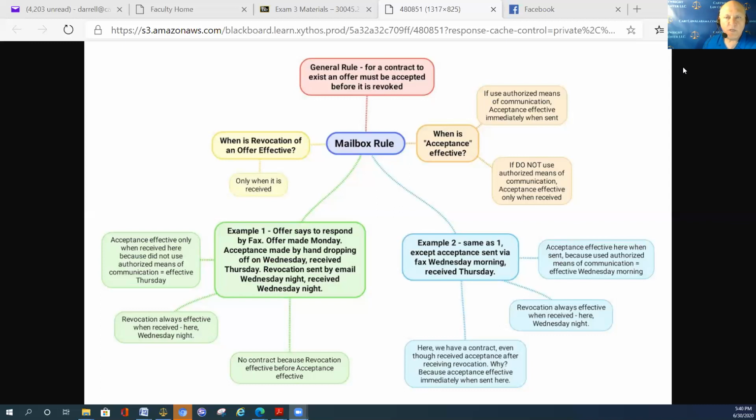The always rule, I'll take that one first because that's the easiest, and I like to do the easy ones first, is when is the revocation of an offer effective? I offer to sell you a car and I take it back. I'm not going to sell my car after all, or I'm going to sell it to somebody else, or I change my mind and I'm going to sell it for a different price. When is my revocation of that offer effective? Well, the answer is when it is received by the offeree.